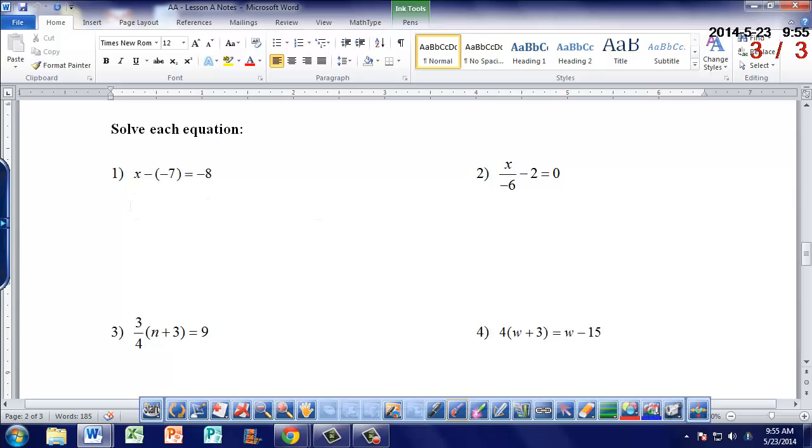I see minus a negative, so I'm going to make that plus. We want to get x all by itself, so I'm going to do the opposite of what I see. If I'm adding 7, I'm going to subtract 7. So x equals -15.